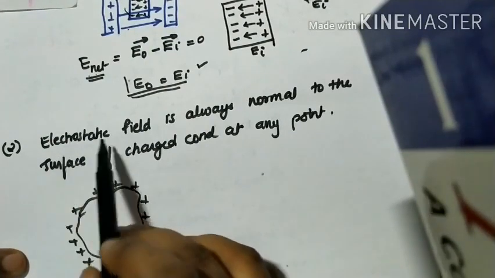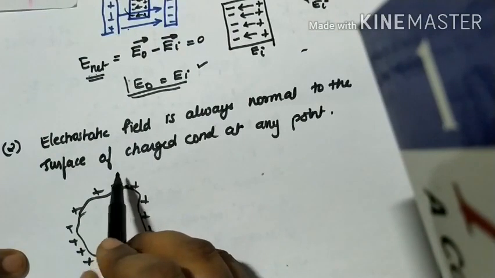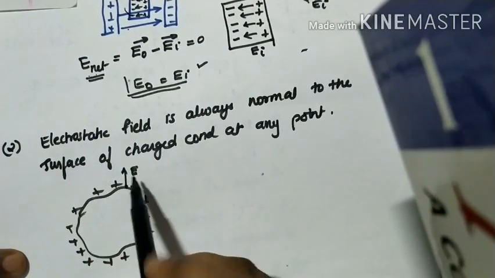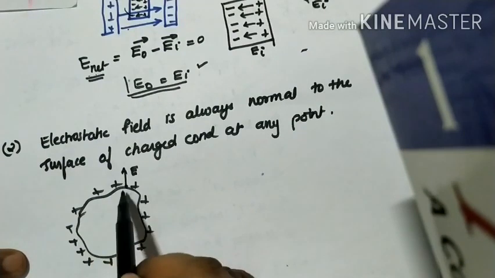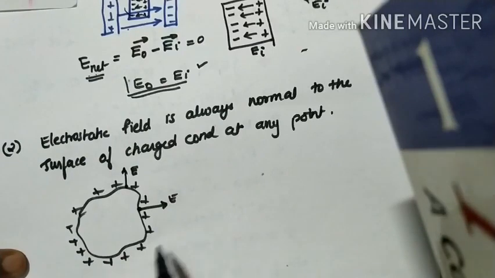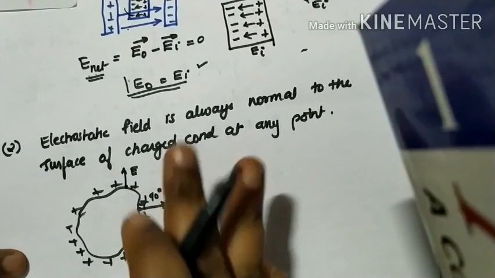It is told by the statement that on this surface, the electrostatic field, that is E, it is not electric field, guys, it is electrostatic field, is always normal to the surface. If I consider this point, E will be in this direction. If I consider this point, E will be in this direction. That is, corresponding to the surface, the angle is 90 degrees. Now this is a statement.